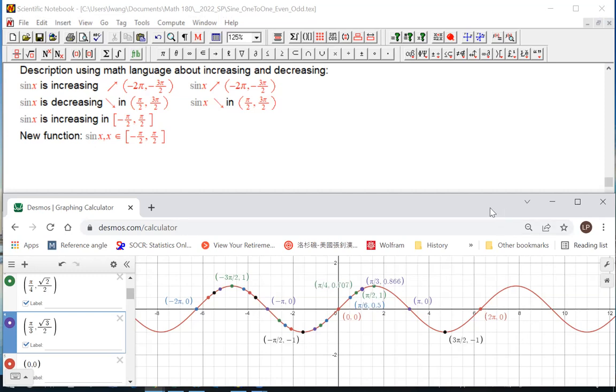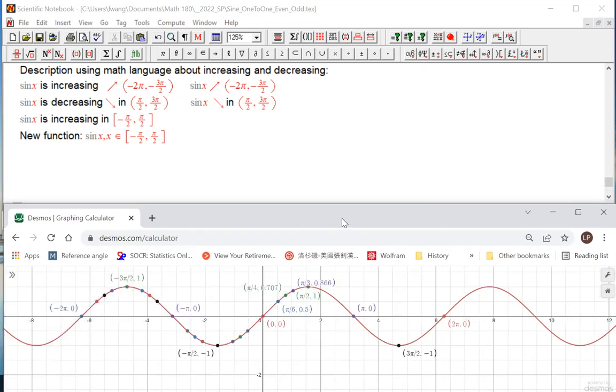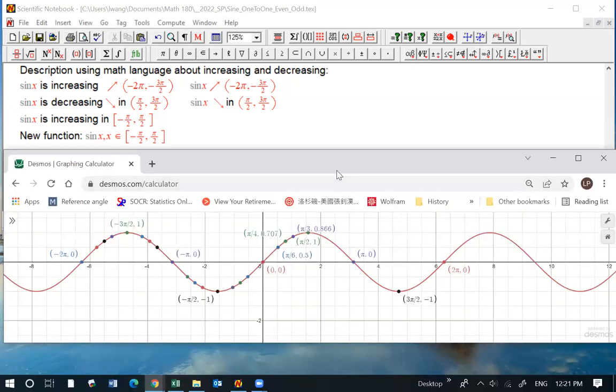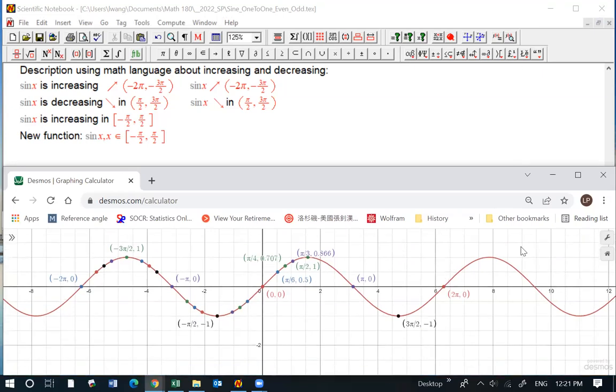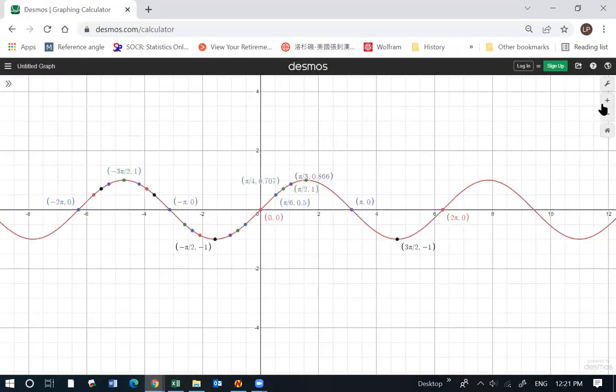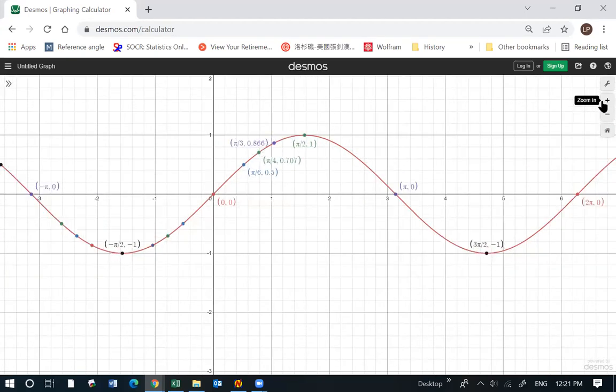Make it larger. So this box, this piece is of special interest to us. I want you guys to take notes on that piece. Let's see if I can make it larger. There. That's what I want.